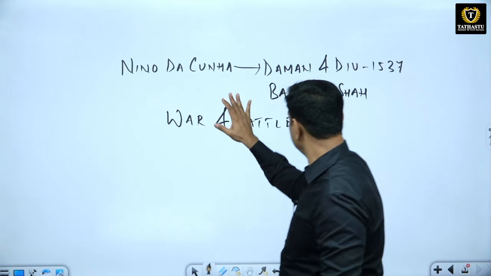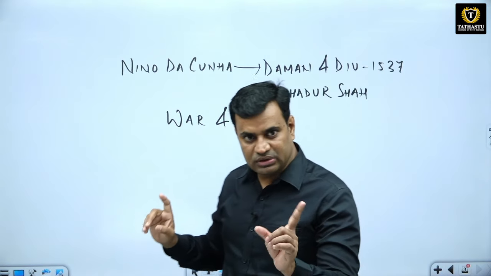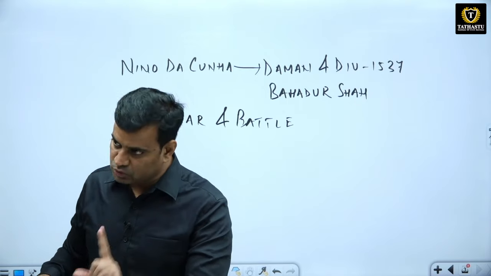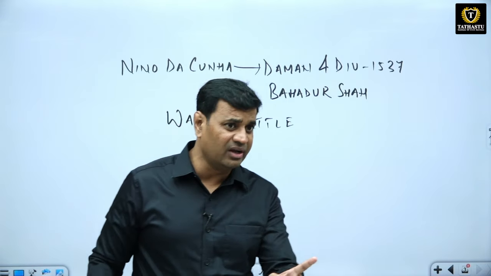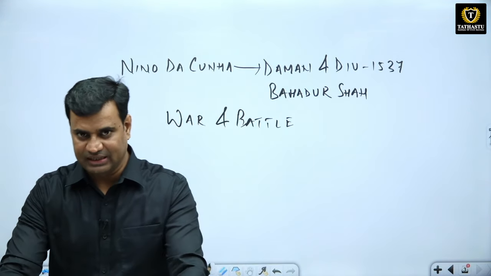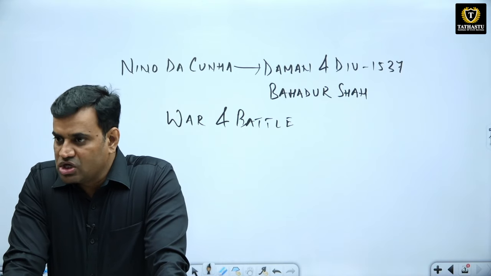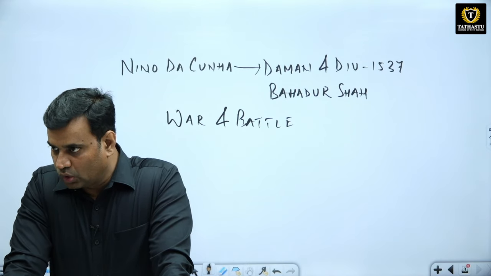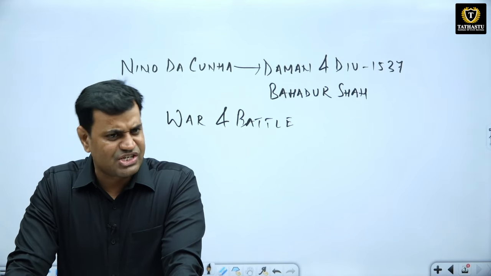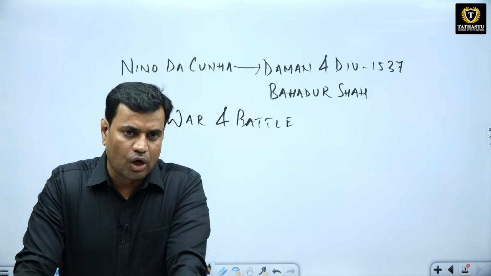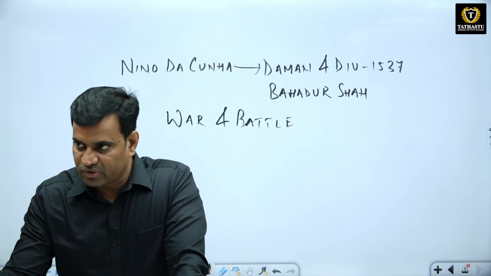Clear? So coming to Nino da Cunha, he took the region of Daman and Diu from the rule of Gujarat's Bahadur Shah, the year being 1537. In this way, the Portuguese dominated the entire western coast, and they also established control over a strategic island known as the Island of Bombay.